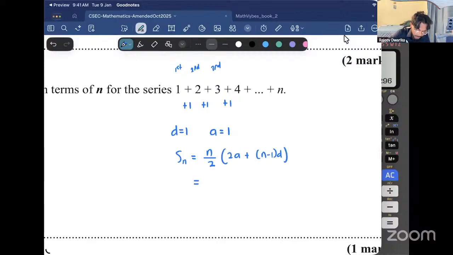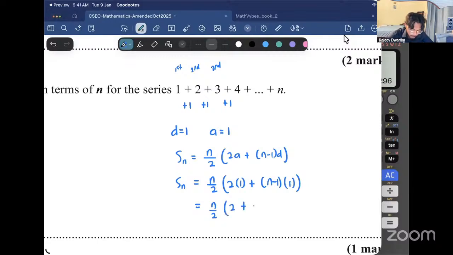I'm surprised it's 1 mark. Like, am I missing something? But anyways, it'll be n over 2, 2 by 1 plus n minus 1 by d. And what's the common difference? 1. So you're going to end up with n over 2, 2, and n minus 1 by 1 is just n minus 1. So inside, 2 minus 1 is 1. So you're going to end up with n over 2 by 1 plus n.